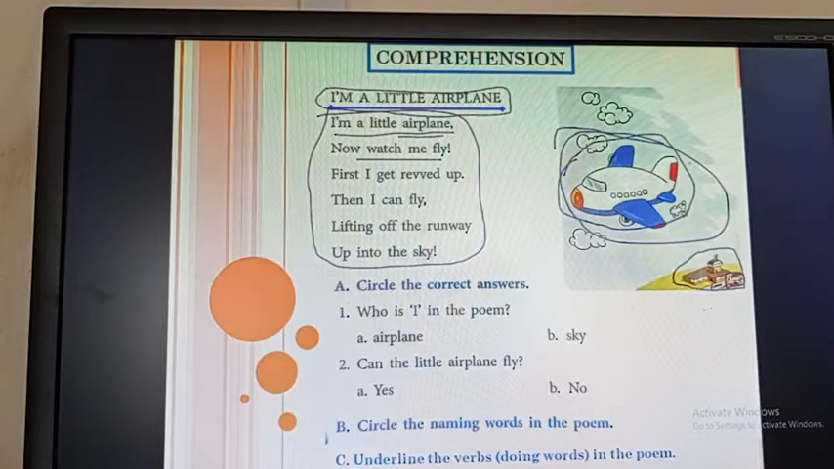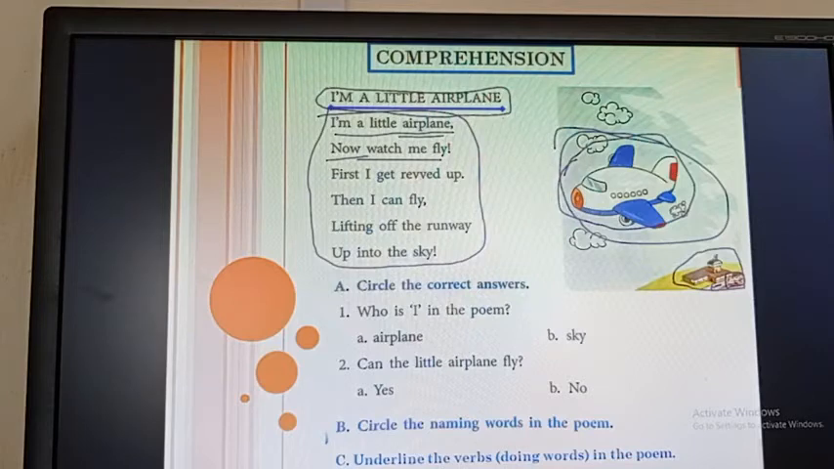All right, now let us come to the poem once again. I am a little airplane. The airplane is saying I am a small airplane. Now watch me fly. Now the aeroplane is telling to whom? Telling to you, telling to us. The airplane is saying, now you watch me fly.